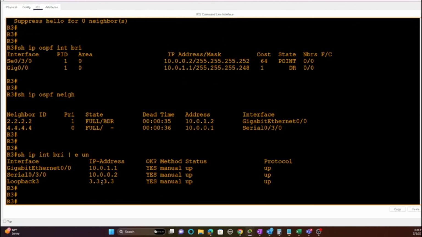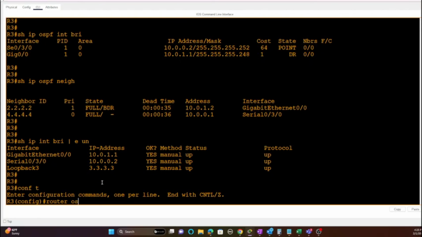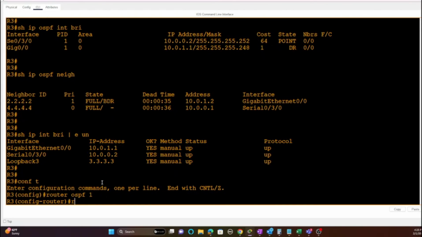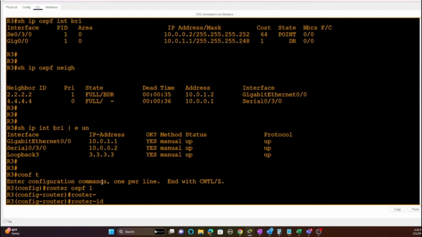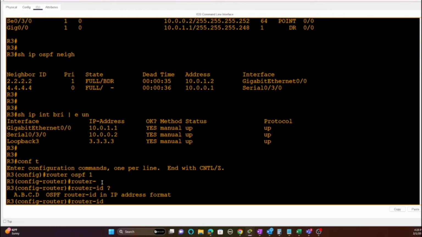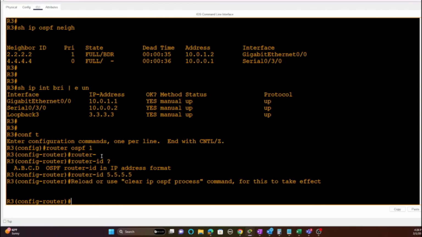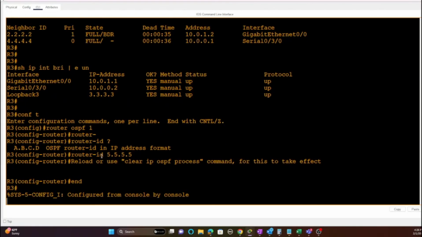Or you can go into config mode, router ospf 1, and then you can just use the command router-id. This is to do it manually. It's just going to say, hey, what do you want the router ID to be? This will override that default. I can change it to 5.5.5.5, if I wanted to. So let's clear. It's saying to clear the process for it to take place.